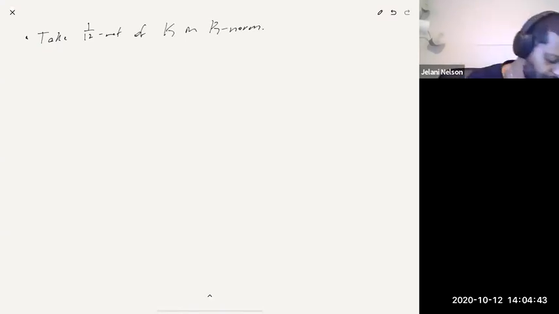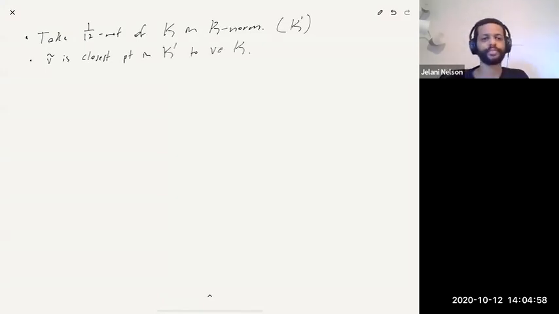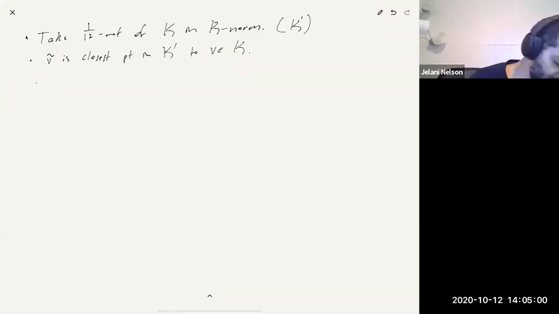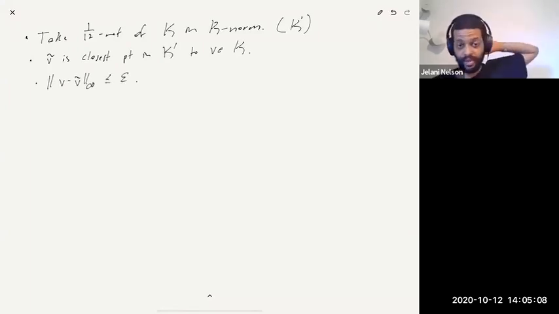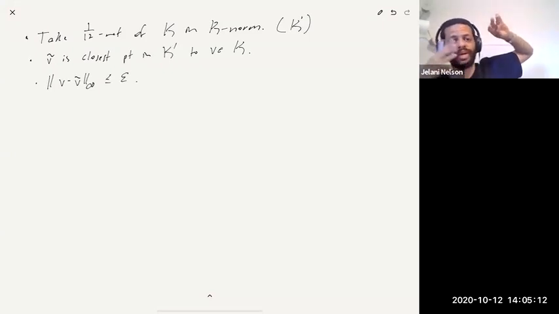And then I'm just going to say, look, V tilde is the closest point. Call this thing K prime. This is the net. V tilde is going to be the closest point in K prime to V in K. What do I know? I know that V minus V tilde has an infinity norm at most epsilon, because K, the body, remember the K norm.